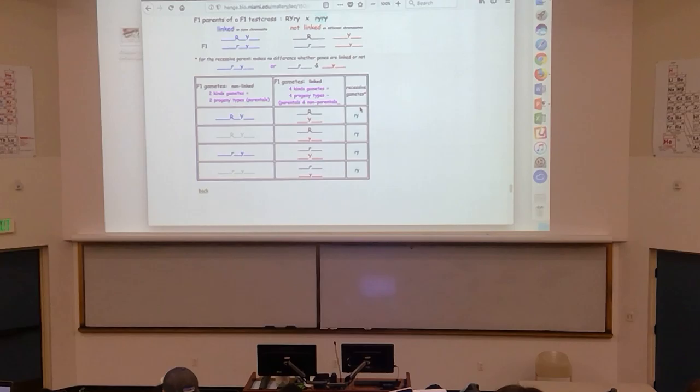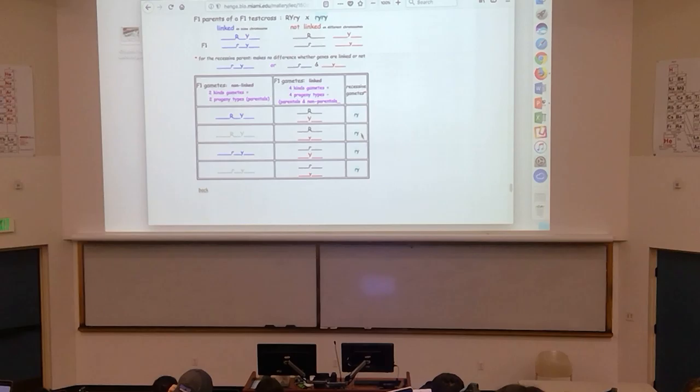Either I tell you how that works, or you simply count the number of progeny types that you get in this process. No matter what, when I cross this to this, this is going to be the recessive condition, and this is going to be the dominant condition. Here you're going to get different combinations of those. So the answer is really simple.